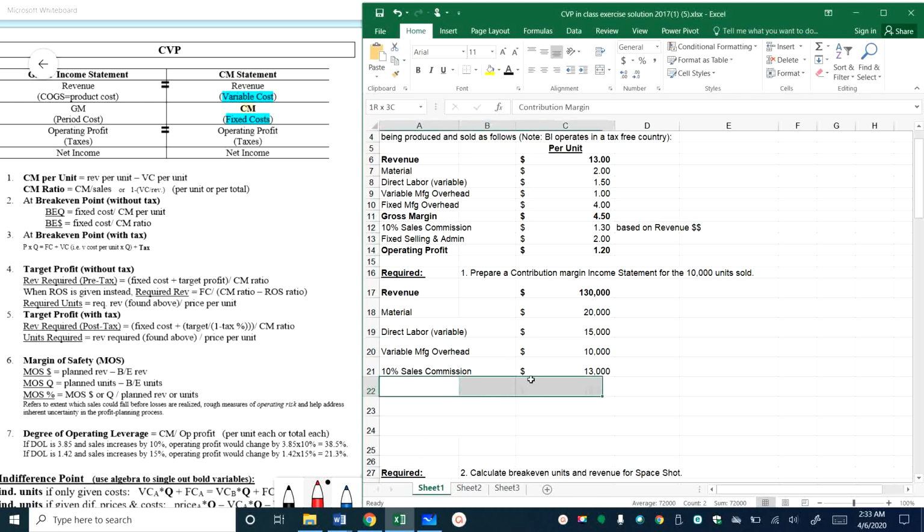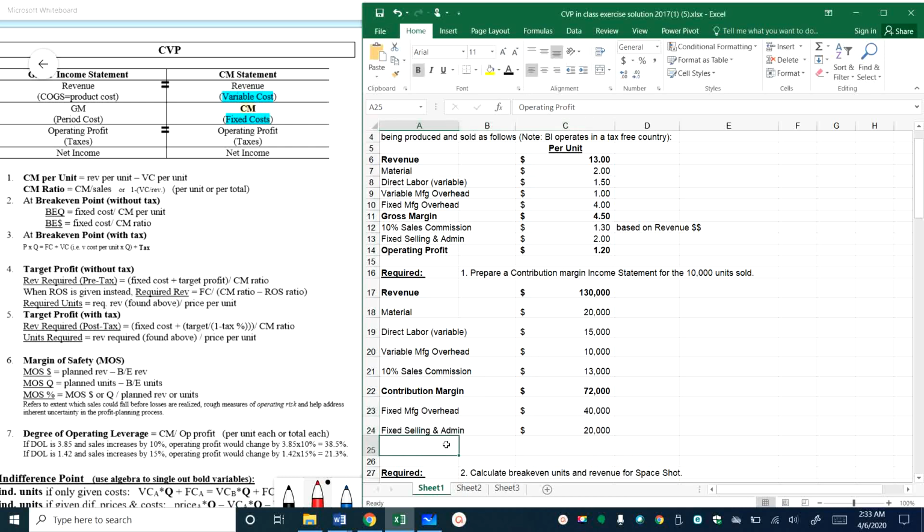So the contribution margin then would just be that revenue minus all of these variable costs. So next we have the two fixed costs right here, which will give us our operating profit of 12,000. And you can check because this 12,000 is the same as this 1.2. It's just in terms of that 10,000 units.